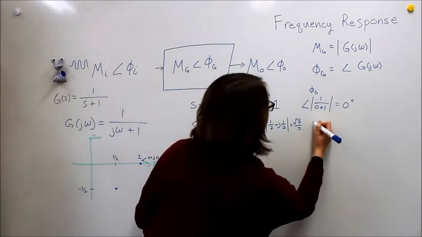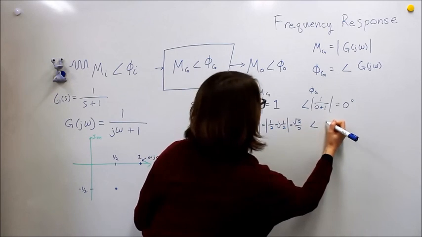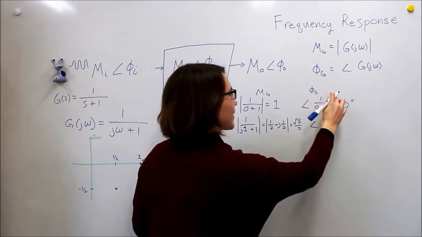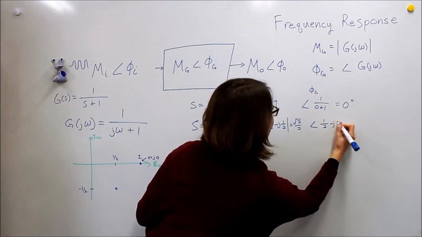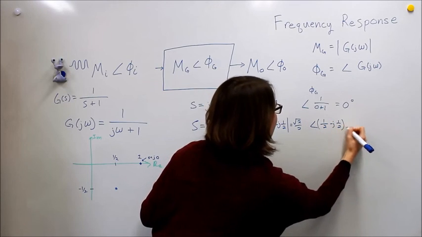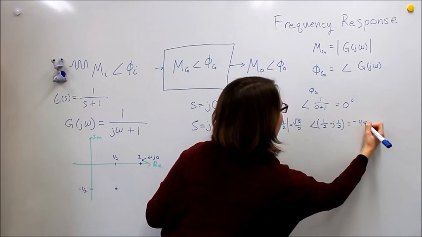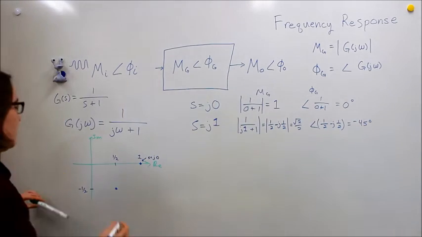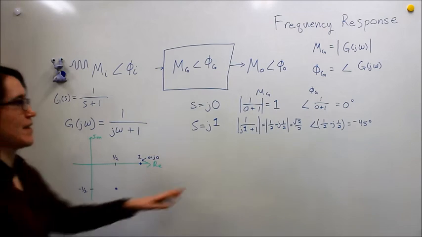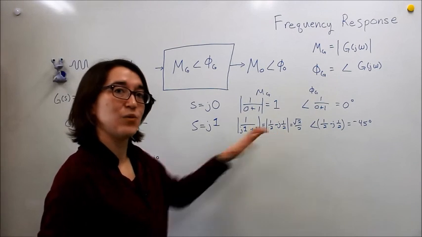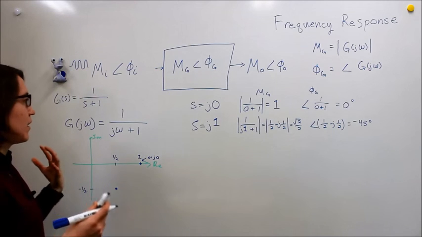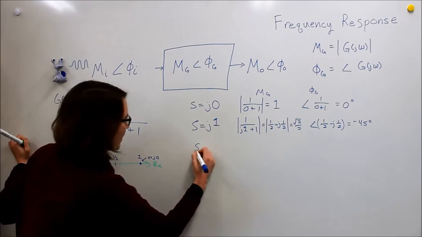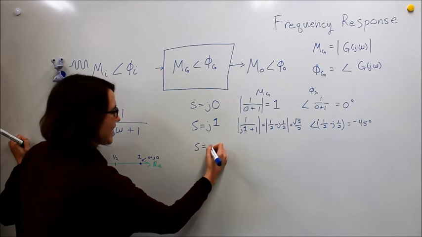Okay, so then our angle of this value, oh gosh, this was wrong, sorry. Our angle of this, 1/2 minus j1/2, is equal to negative 45. Okay, so we've already plotted it here because sometimes it makes sense to just look at the real and the imaginary components, but we have a point there. And then we're going to jump to one more, and it's going to be a little bit confusing.